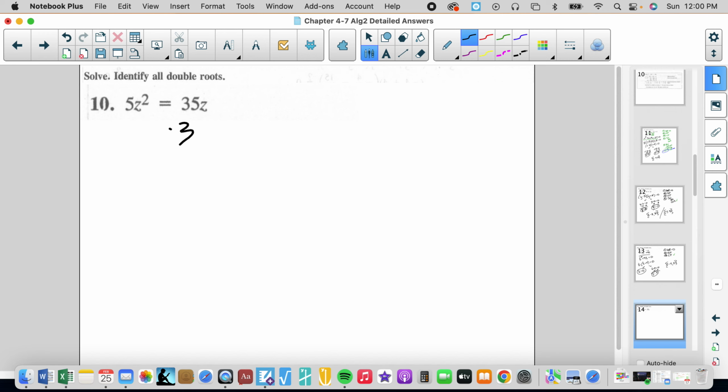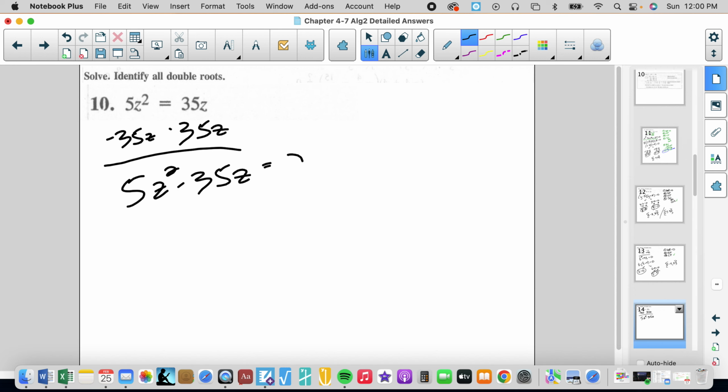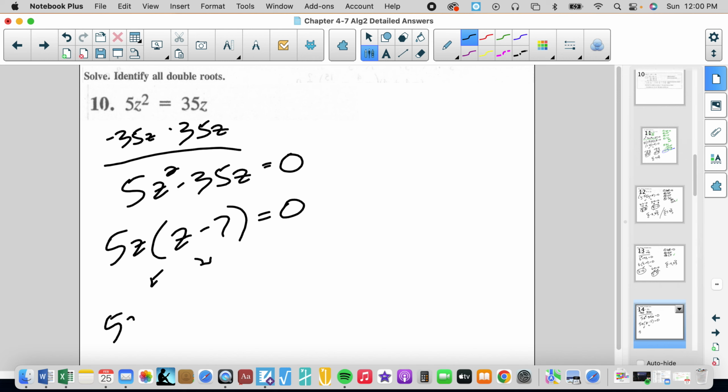We're going to isolate and set it equal to 0. So we'll move that 35z over. We get 5z squared minus 35z equals 0. We see a common factor of 5z. That gives us z minus 7 equals 0. Set each one equal to 0. 5z equals 0. Z minus 7 equals 0.